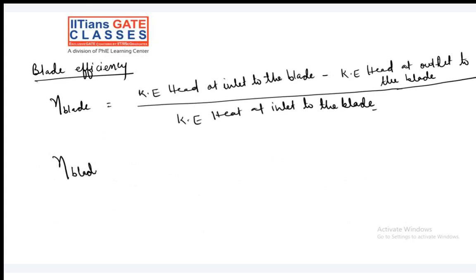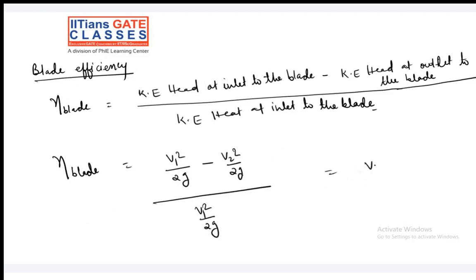Eta blade is equal to V1 square upon 2g. This we know now, this is the kinetic energy head, minus V2 square upon 2g, divided by what? Divided by V1 square by 2g. So when you solve this one, this is nothing but V1 square minus V2 square divided by V1 square. This is the blade efficiency.